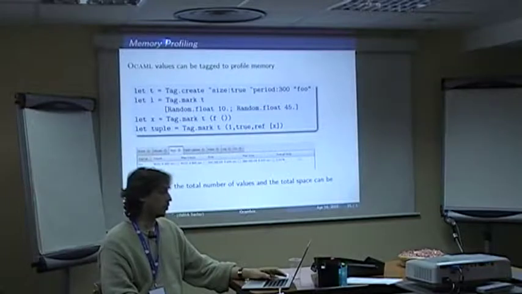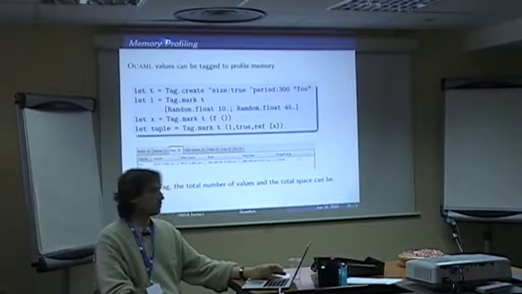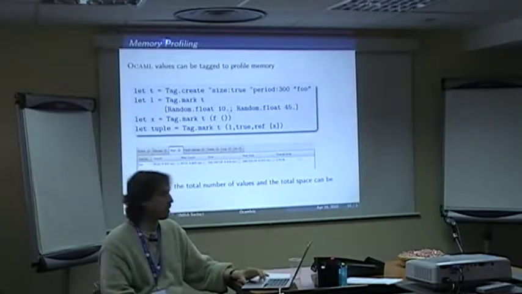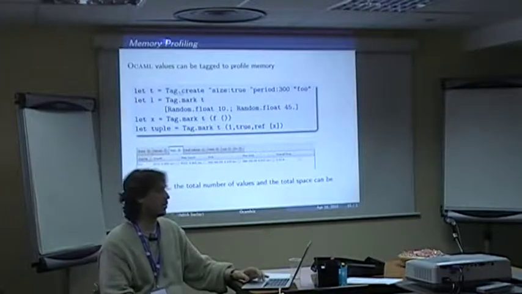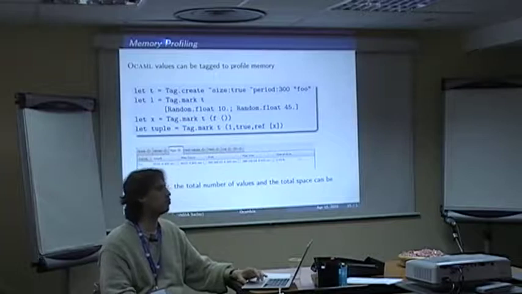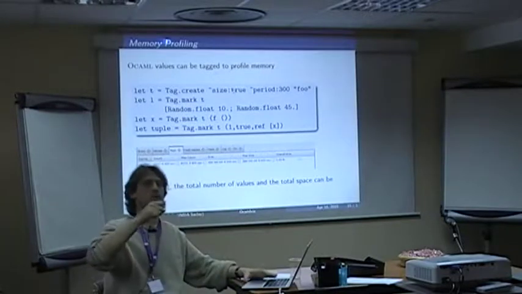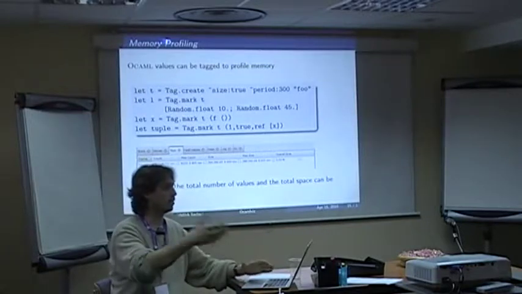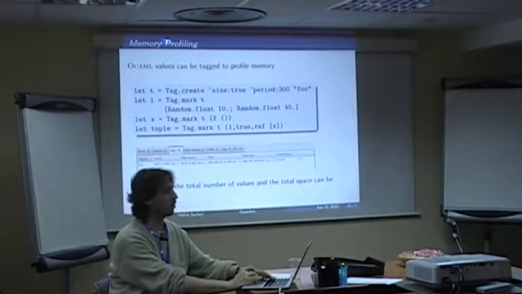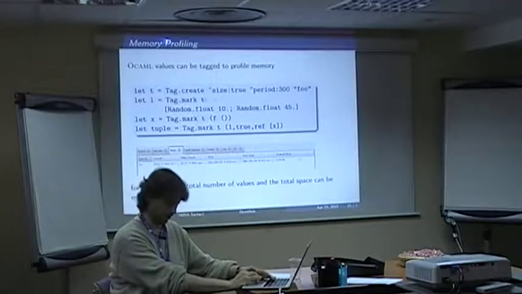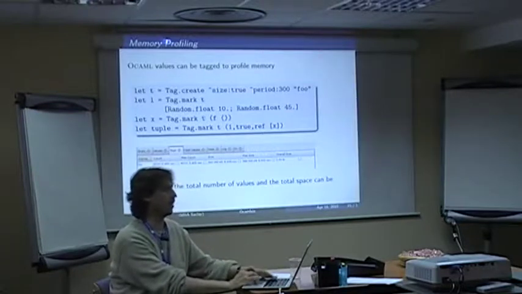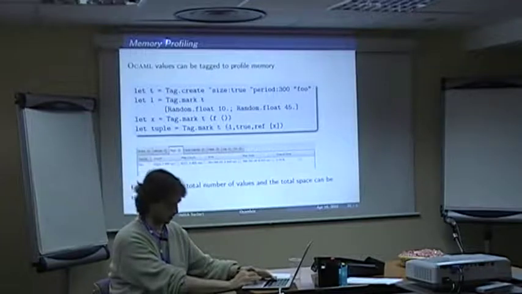Now, if you want to profile memory, what we provide for that is the notion of tag. You can create a tag using the tag.create function. These tags are going to be used to tag values of any type, so a list can be tagged with the same tag as a float or something like that. For instance, here I have a list of two float numbers, and I'm tagging this list with the tag t. Here I'm tagging the result of the function f using this tag t again, and here I'm also tagging this triple with t.